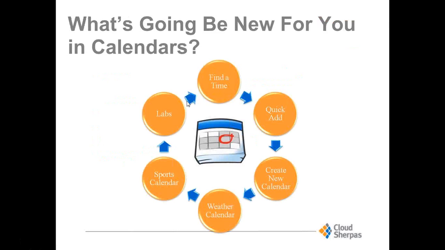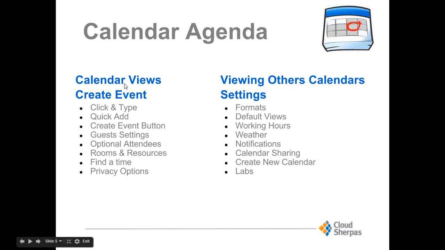After that, we'll go into the calendar. Again, we'll focus on what's new and different for you in that. We'll show you the 5 different calendar views that everyone has. We'll show you the 3 different ways you can create an event, which is the click and type, the quick add, as well as just the create event button.